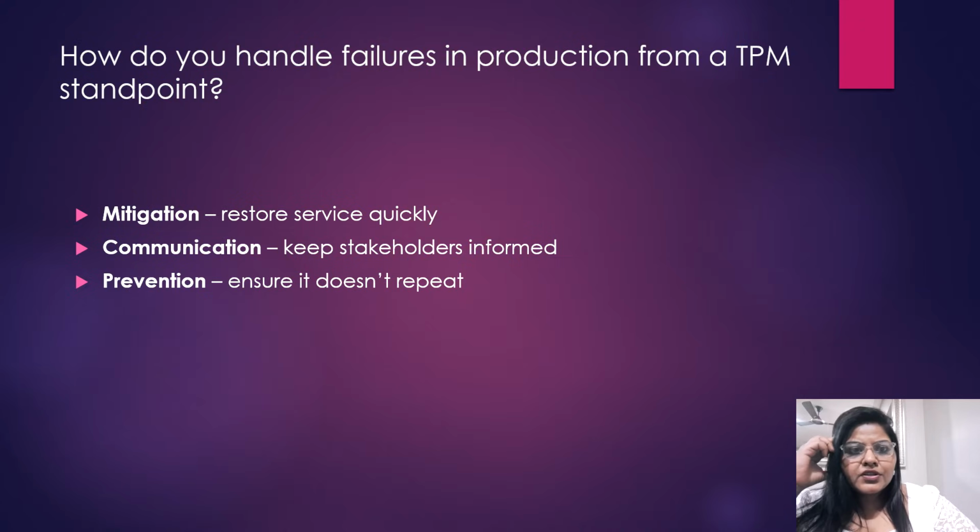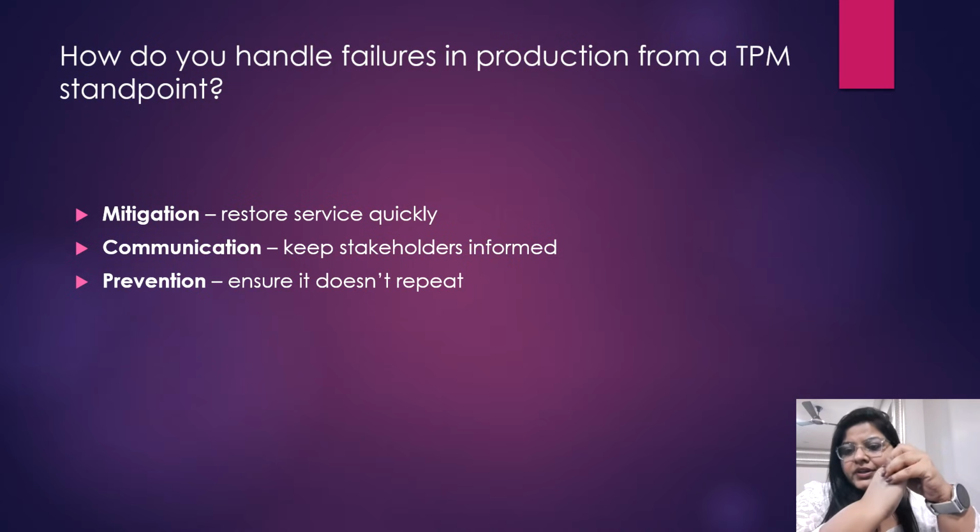So the next question is, how do you handle failures in production from a TPM standpoint? My three goals always, when a production incident happens due to the changes we have built as a program, are: mitigation, where first we need to restore the services as quickly as possible; communication, keeping the stakeholders informed; and prevention, ensuring it doesn't repeat in the future.